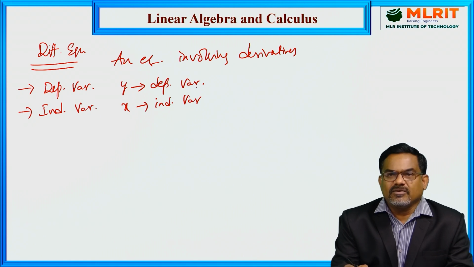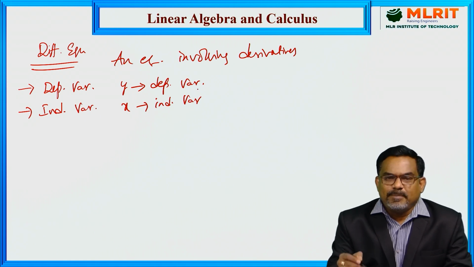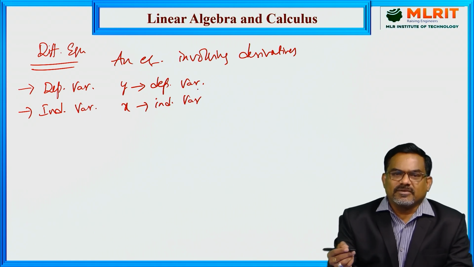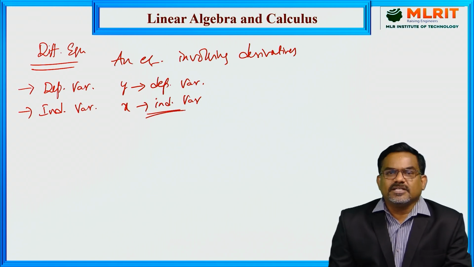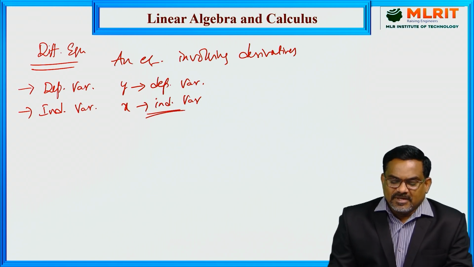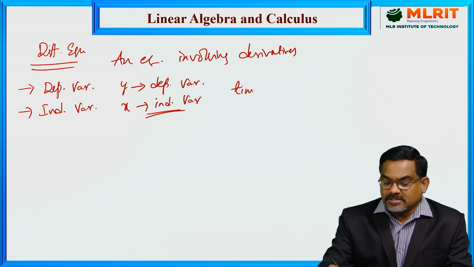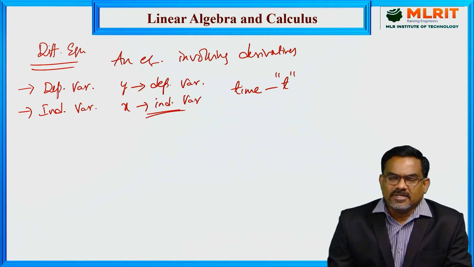Now, what is the meaning of dependent variable? A dependent variable depends on some other variable, whereas the independent variable doesn't depend on any other variable. The best example for that is time t. Time doesn't depend on any other variable, so time is always an independent variable.